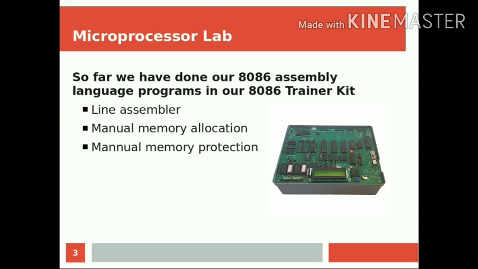After entering the program we will enter the input data for our program by using some other command, that is the show byte command, and then we will enter the input data directly into the memory. So the memory protection will also be done manually, that is we will specify the starting address of the code segment and also the starting address of the data segment.